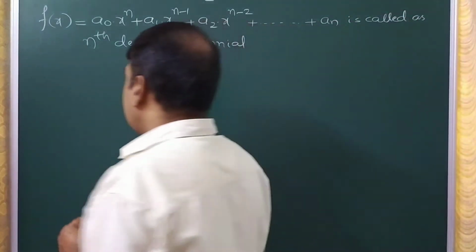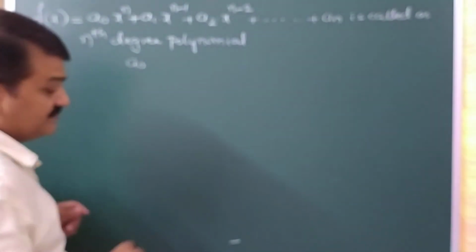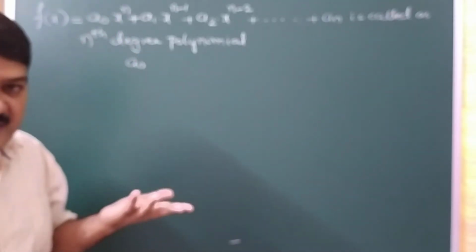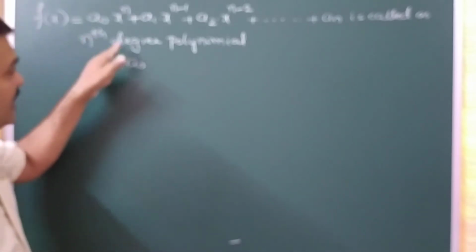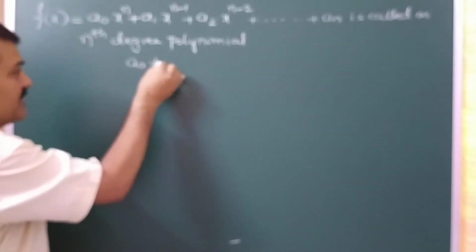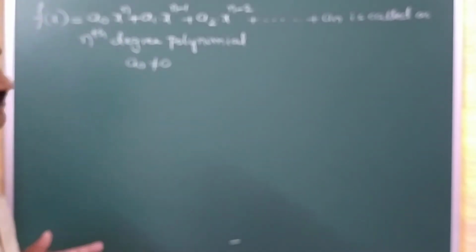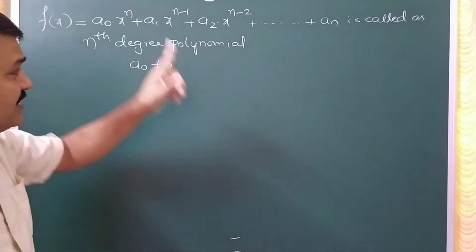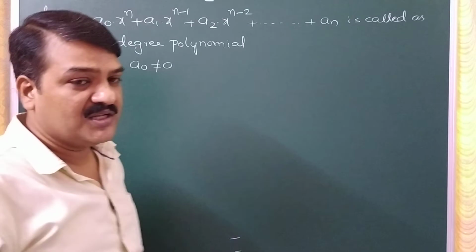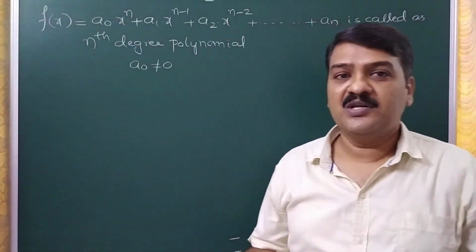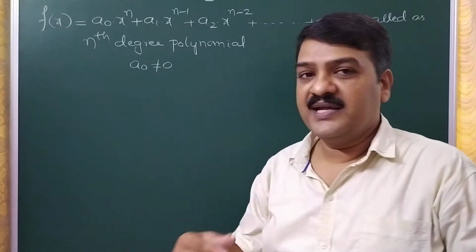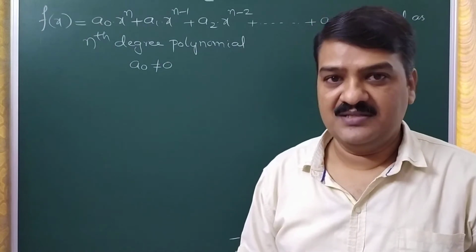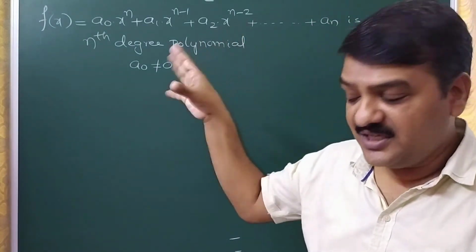But if a naught is 0, the highest power of the variable is not n, so that cannot be nth degree. Therefore, for this to be called nth degree, a naught must definitely not be 0. Even if a1, a2, a3 are 0 or not 0 does not matter, but a naught must definitely not be equal to 0. So this is basically a polynomial. Based on the degree you will get first degree, second degree, third degree, like that. You will get different polynomials. So this is basically what a polynomial is.